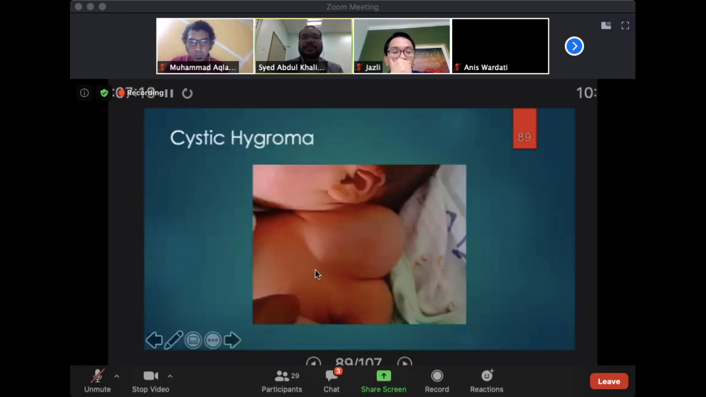So this is cystic hygroma. This is one of the from your branchial formation. Not brachial, branchial formation. So the cysts form from there and usually quite big. I've seen very big cystic hygroma. The problem with cystic hygroma is it may cause compression to the trachea. So this is cystic hygroma, among congenital malformations.